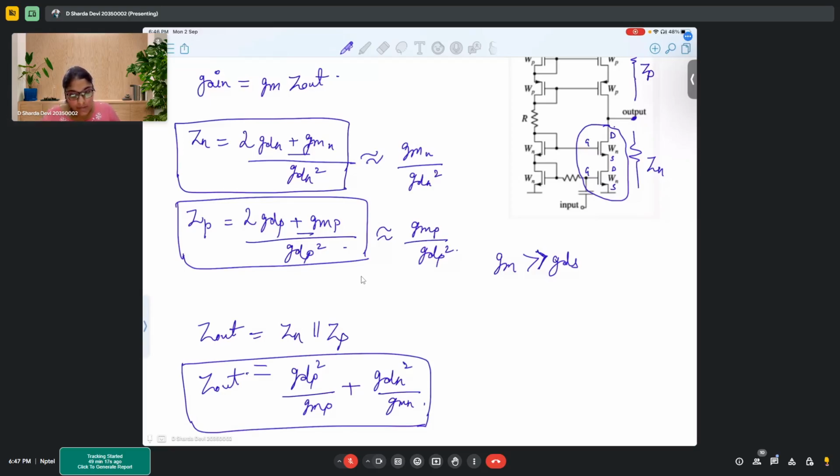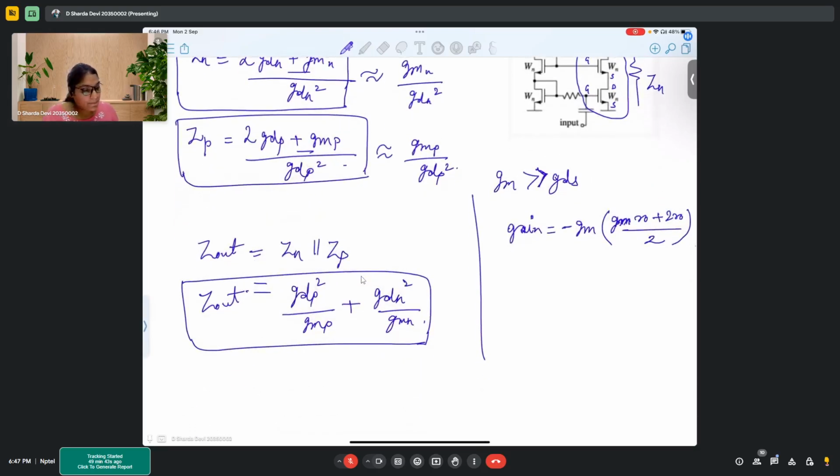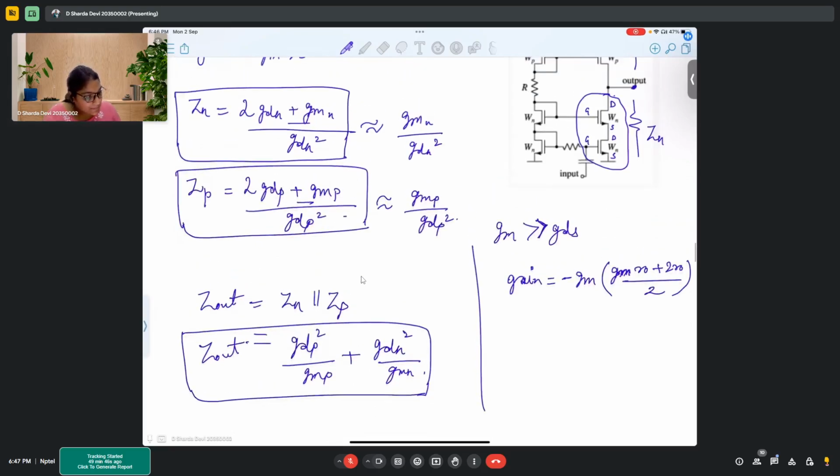Also, gain has another formula for this type of circuit, that is minus gm (gm R naught plus 2 R naught by 2). By using this formula, considering that GMN is equal to GMP, well, there is no need to consider.